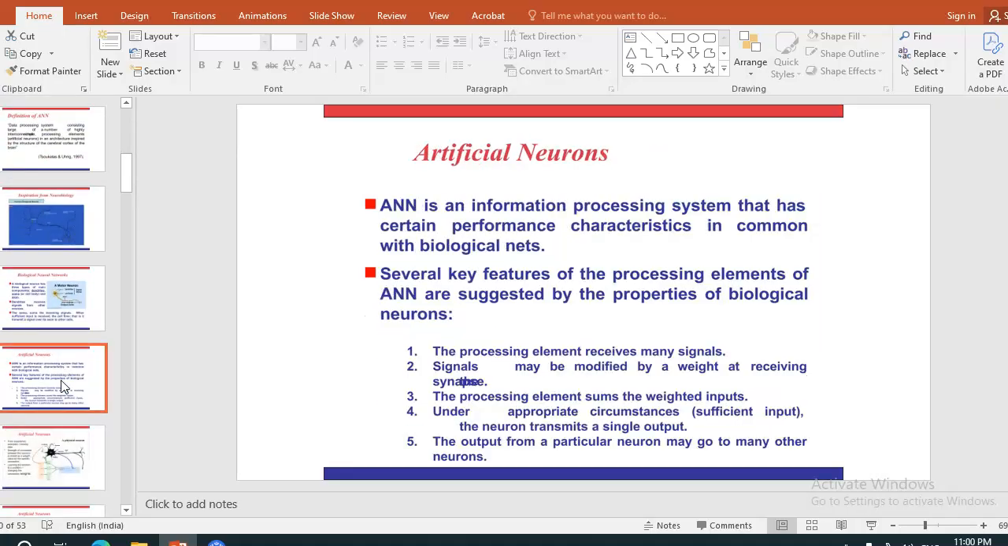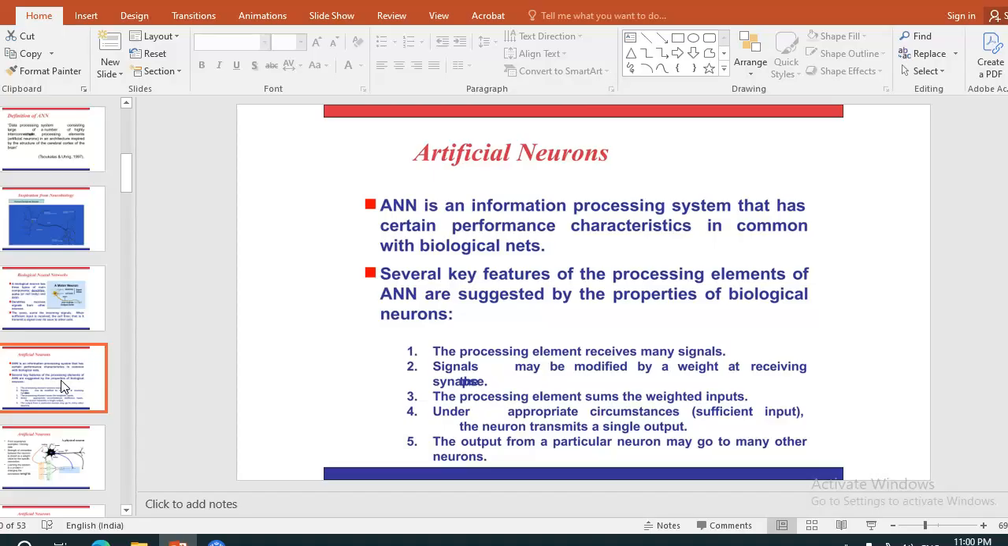So this is about artificial neurons. It is an information processing system that has certain performance characteristics in common with biological neurons. The processing element receives the signals, which are modified by a weight at the receiving synapses. The processing element sums the weighted inputs. Under appropriate circumstances, the neuron transmits a single output. The output of a particular neuron may go to many other neurons. So these are the different features of artificial neurons.